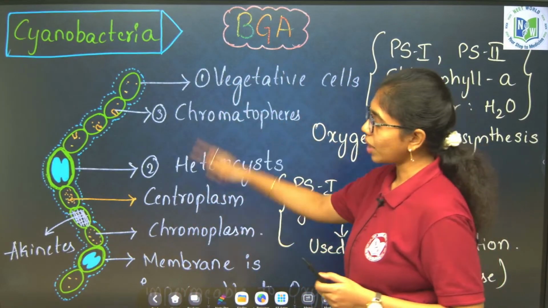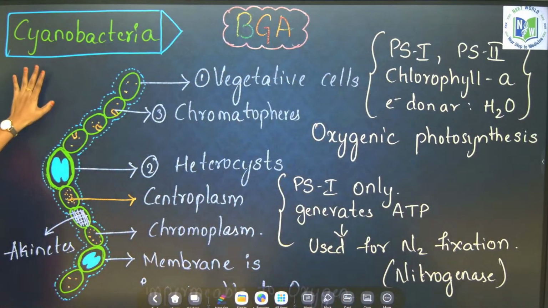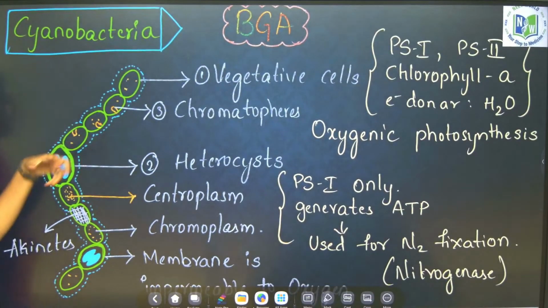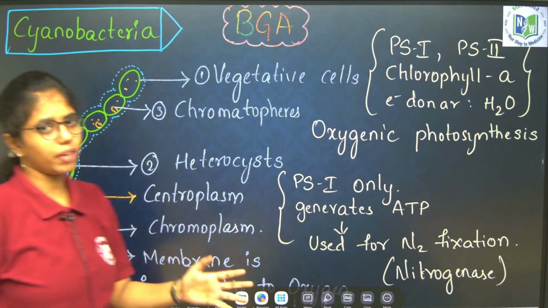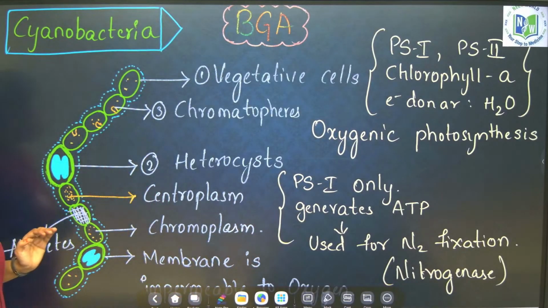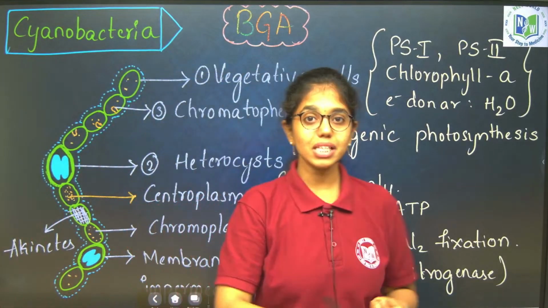First look at its structure carefully. Here, if you see, it is a filamentous blue green algae, wherein it can be unicellular, colonial or filamentous, any of the forms it can be Cyanobacteria. But what type of cells do we have? We have two types of cells over here: vegetative cells and heterocysts.